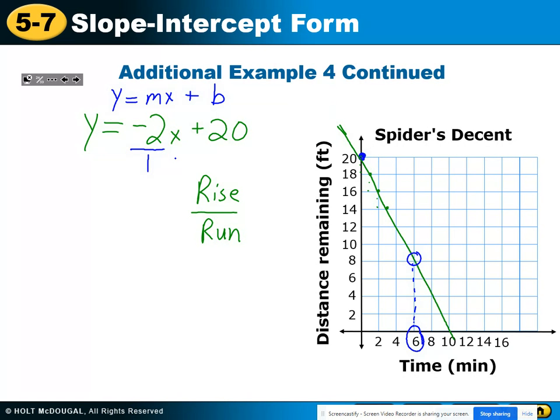8 feet. 8 feet. Very good. And that's where these can help us. All right. After 4 minutes, Addison Salger, after 4 minutes, how far up in the air is the spider? 12 feet. Good job. All right. Let's do another one.